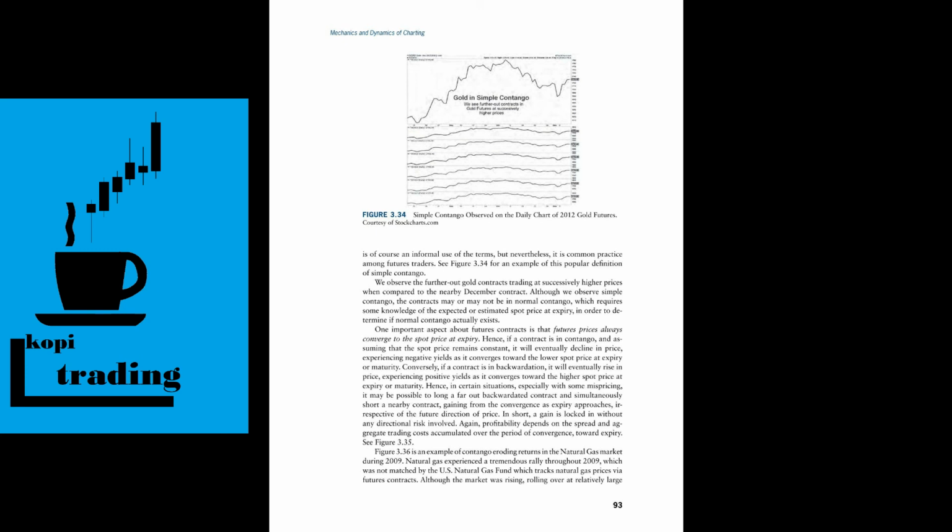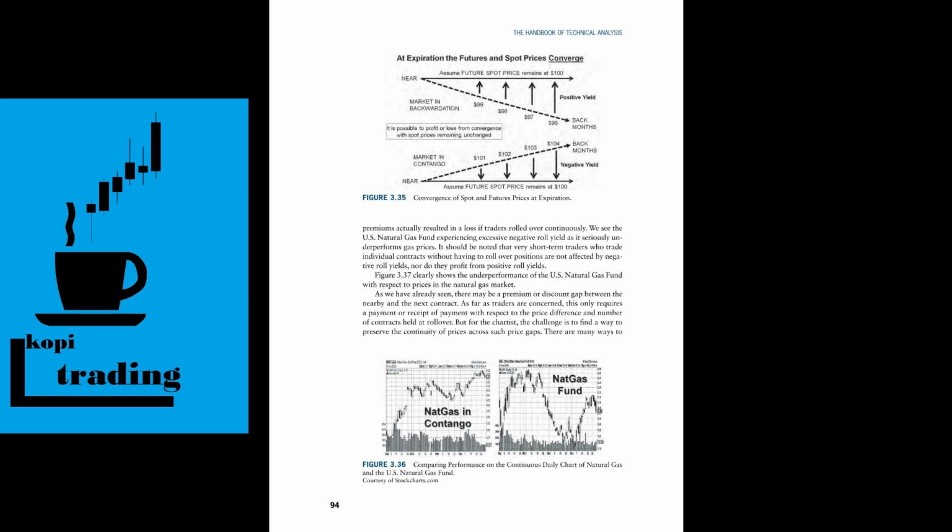During 2009, natural gas experienced a tremendous rally, which was not matched by the U.S. Natural Gas Fund, which tracks natural gas prices via futures contracts. Although the market was rising, rolling over at relatively large premiums actually resulted in a loss for traders who rolled over continuously. We see the U.S. Natural Gas Fund experiencing excessive negative roll yield as it seriously underperforms gas prices.